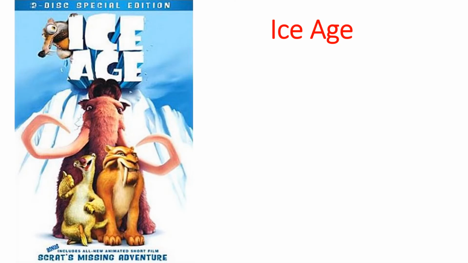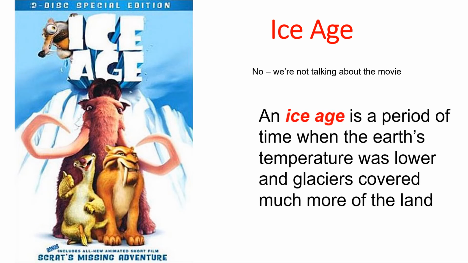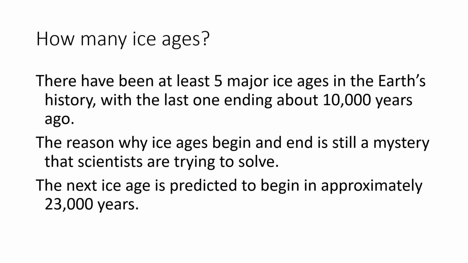Ice Age. Now, we're not talking about the movie here. An ice age is a period of time when the Earth was colder. And that means more of the Earth was covered by glaciers. Well, how many ice ages have we had? There have been at least 5. And the last one ended about 10,000 years ago. And we still don't really understand how they begin and end, but we do know that this happens. There's a prediction that the next ice age is going to begin in about 23,000 years. So don't hold your breath and expect to see it.